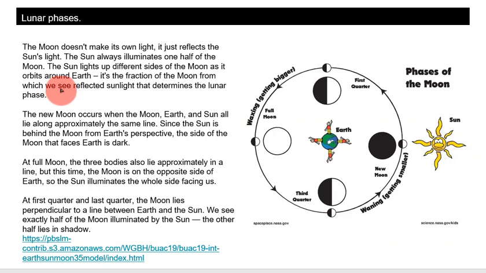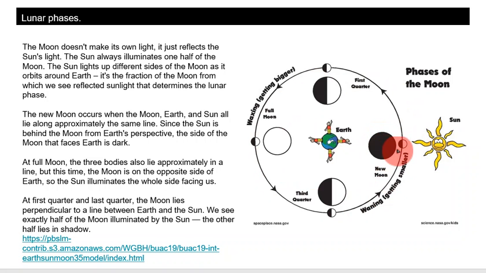So the new moon occurs when the moon, Earth, and sun all lie along approximately the same line. Since the sun is behind the moon from the Earth's perspective, the side of the moon that faces the Earth is dark. So it follows this phase. Okay, so this here is what's known as the new moon.